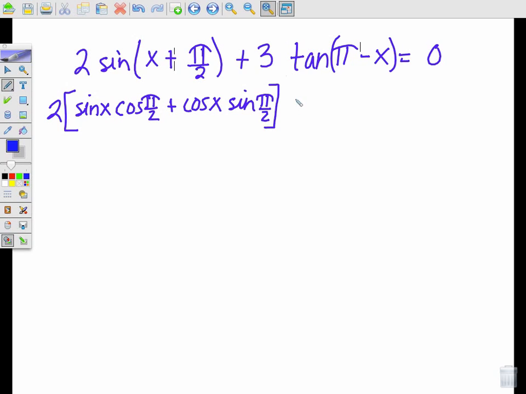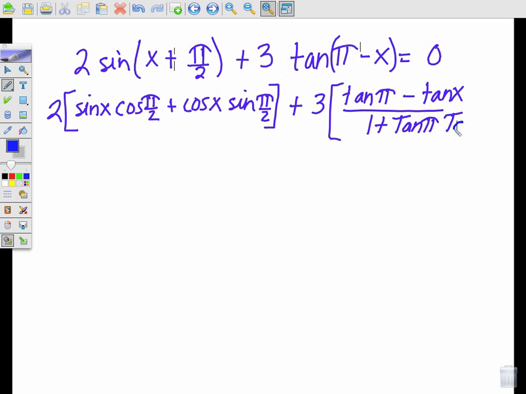I'm going to expand out my tangent here now, and my tangent would be, so plus 3 times, you've got tangent of pi minus tangent of x over 1 plus their product, tangent pi, tangent x, equals 0.